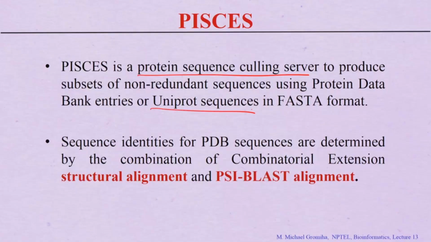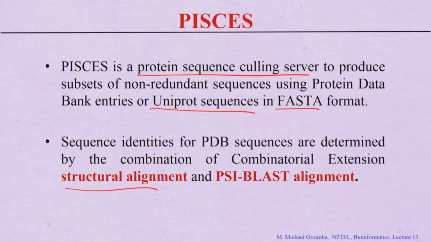For example, if you want to give your own sequence, you can give the UniProt sequences in FASTA format. If you want to compare with the existing ones, then you can use the existing PDB data, compare, and get the non-redundant sequences. So, how do they get this non-redundancy? If you have the PDB sequence, they use the structural alignment and the PSI-BLAST alignment. So, what is PSI-BLAST alignment?